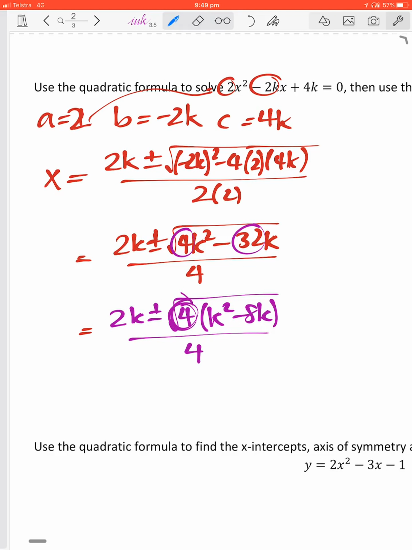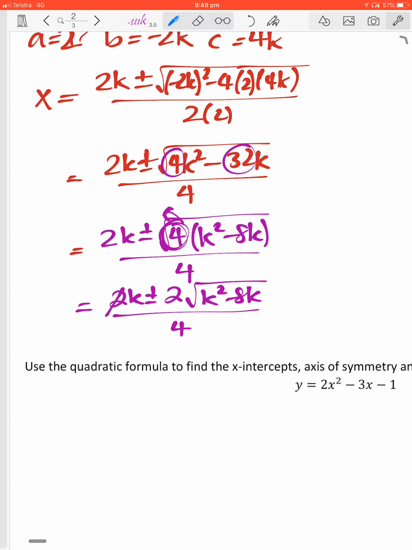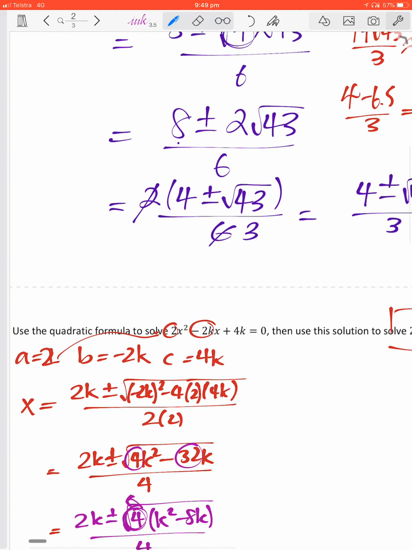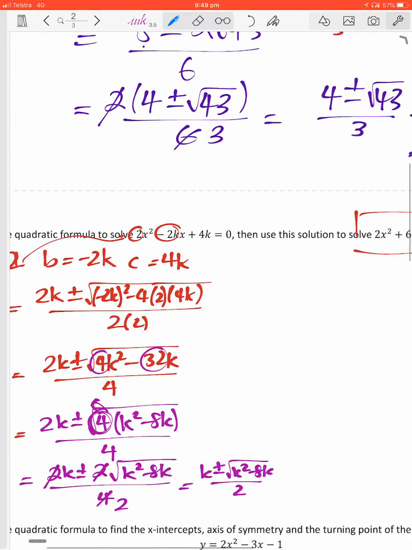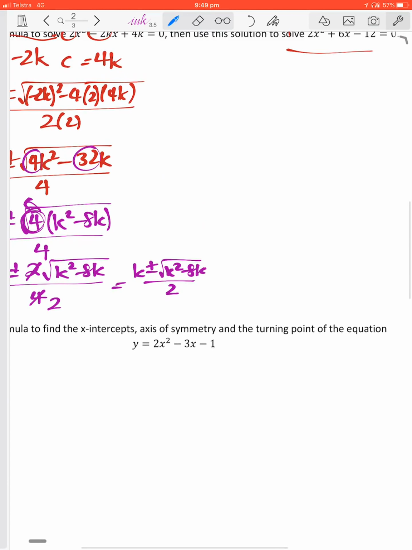But we know we can take that out of the square root and it becomes a 2. So I get 2k plus or minus 2, square root of k squared minus 8k, all on 4. And then we can divide everything through by 2, so that 4 will become a 2. So my solution is k plus or minus the square root of k squared minus 8k, on 2. So that's our x value. Whatever the values of k are, they are going to be our x values.